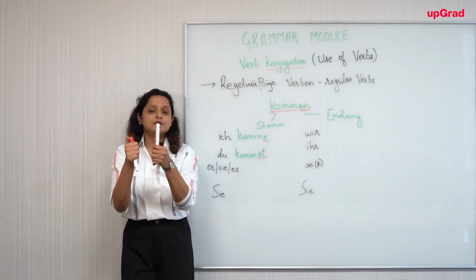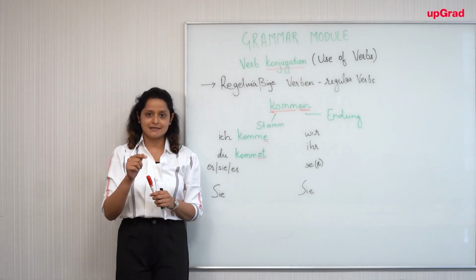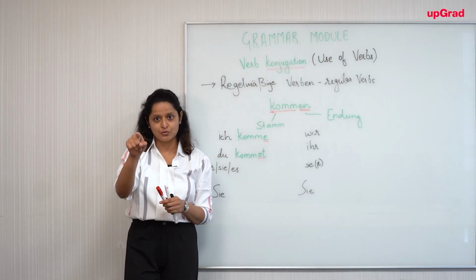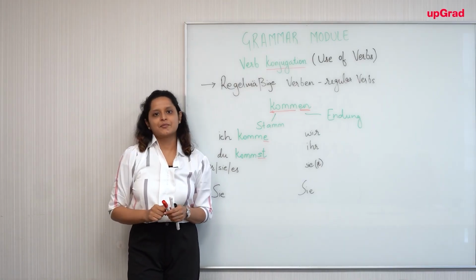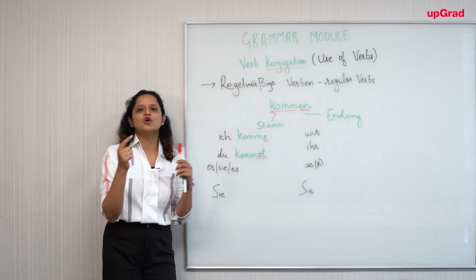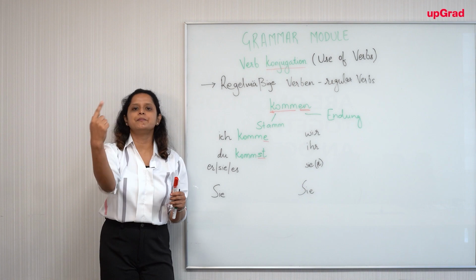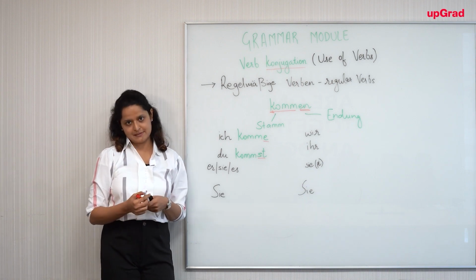So let's say I am talking to a second person. Let's say I'm talking to my friend. Now I want to say that my second person, du, comes from somewhere. In that case, the verb will change its form to "kommst". So the correct way is ich komme, du kommst.